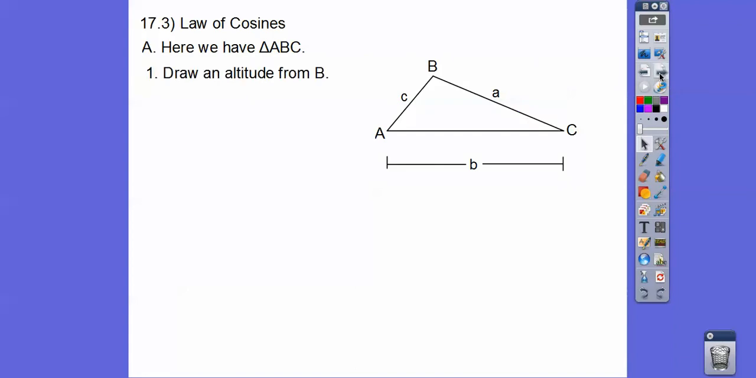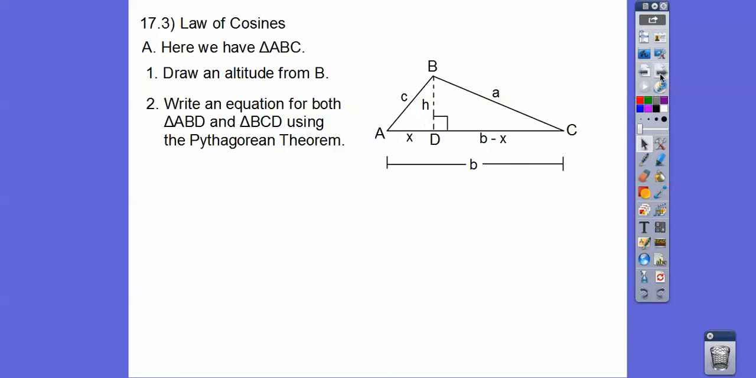Let's go ahead and draw the altitude from B right here, and I'm going to label this down here D and label some x's. If this whole thing is b, then this is the rest of b. So if that's x, this is b minus x right there. And of course, the altitude is h, which stands for height.